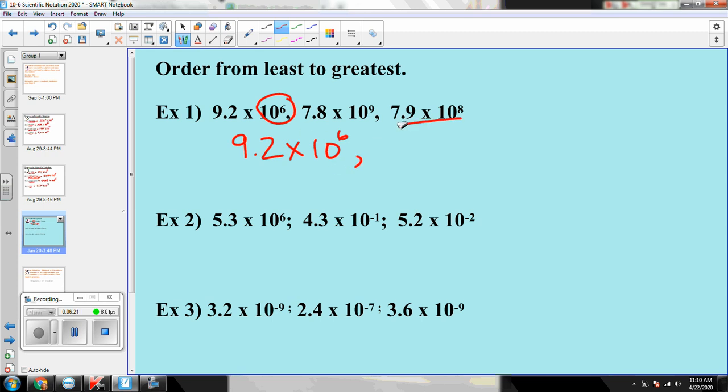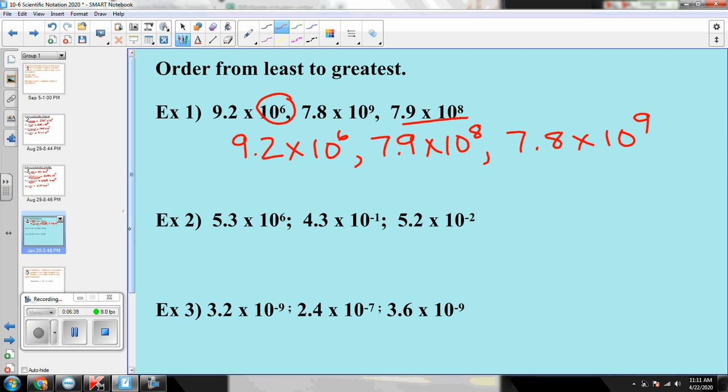Next would come the 7.9 times 10 to the 8, and the greatest would be the 7.8 times 10 to the 9th because the exponent is the highest. It has an exponent of 9, which is greater than 8, so that's why it is the greatest.